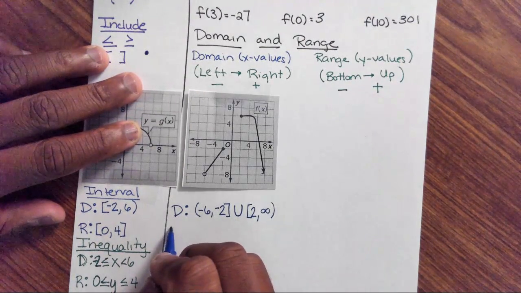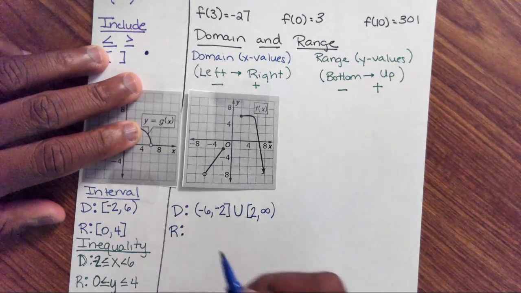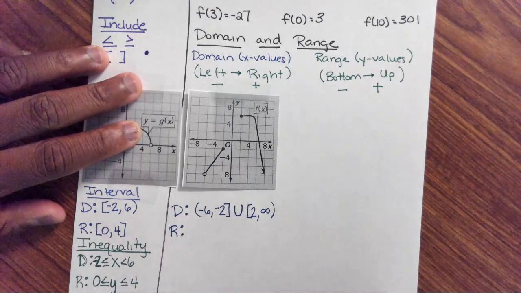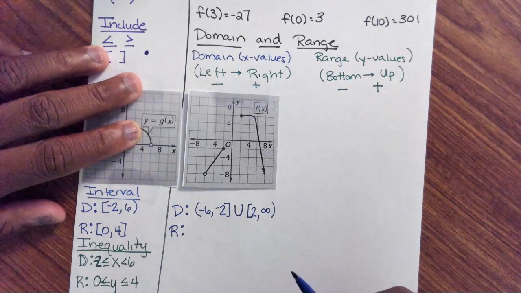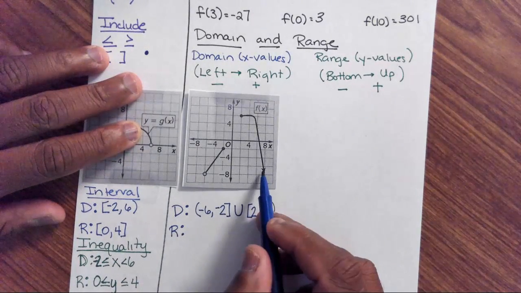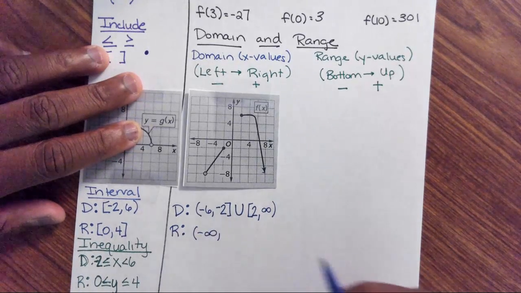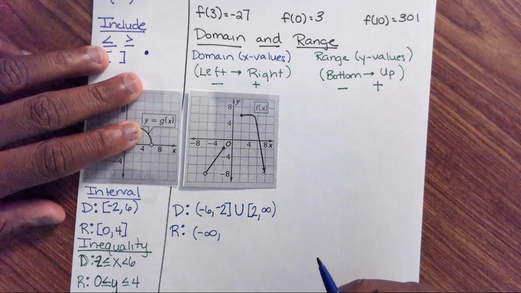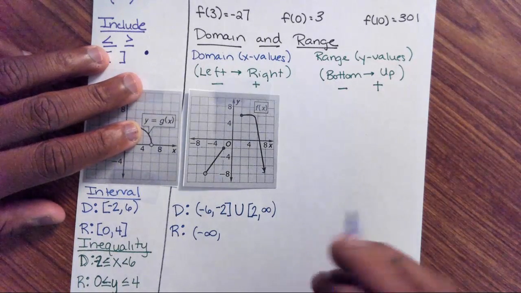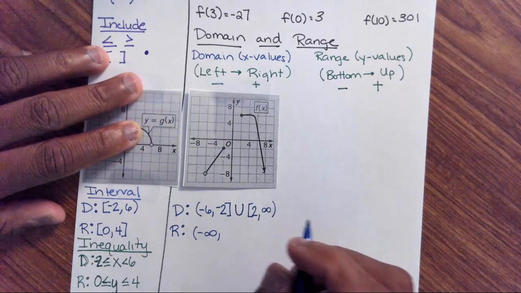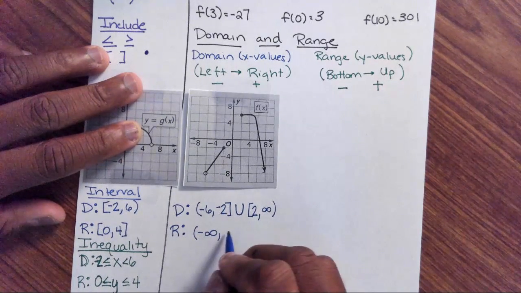The next part, the range. The smallest y value is what? Why is it negative infinity, not -8? Because this arrow goes down forever, right? So it's negative infinity up to what? Do we include or exclude the 6? Include or exclude 6? Include, good.